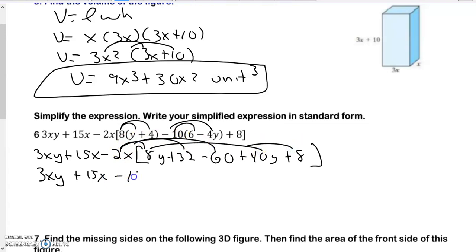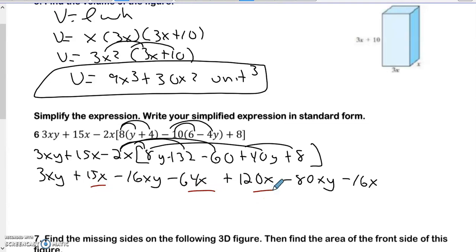So I'm going to have a minus 16xy. Then I'm going to have a minus 64x. Then a plus 120x. Then a minus 8xy. And a minus 16x. At this time, I'm going to combine like terms. I'm going to do my x's first. So I've got these 3 x's. You add them up and I get 55x. And then finally I'm going to do my xy's.